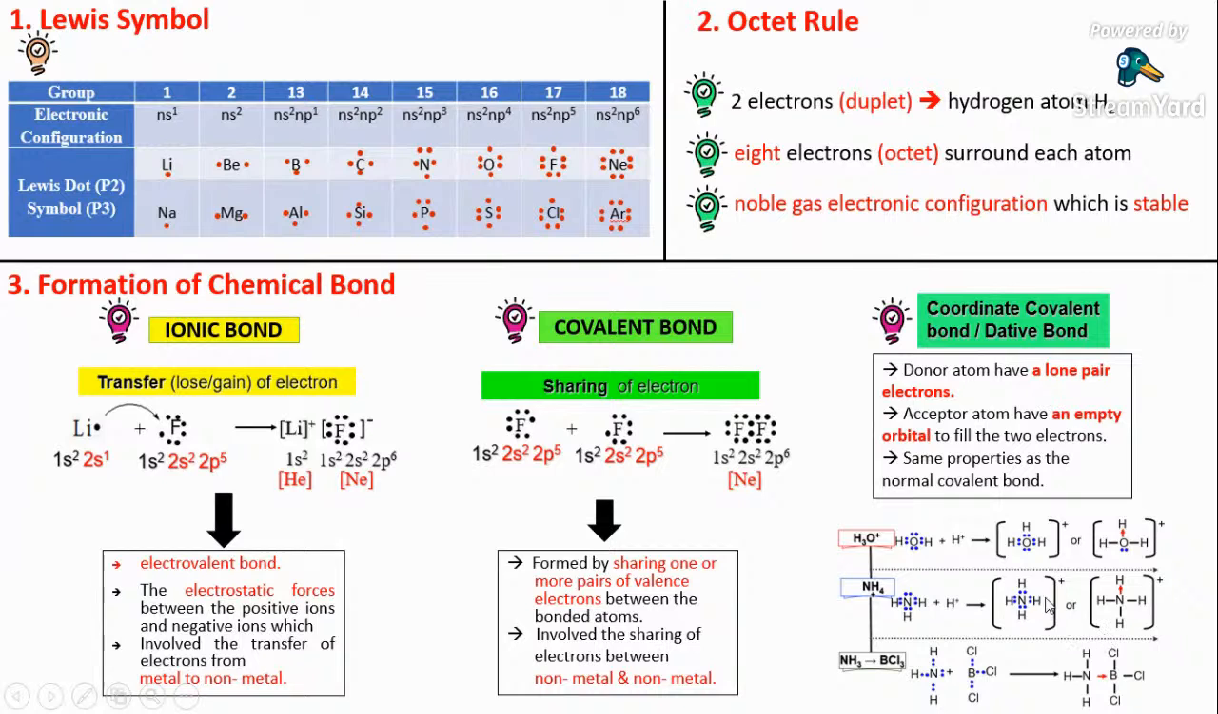Most important, you must show the arrow. When you form the bonding, you must show the arrow. The question always asks, please show the dative bond and then label the dative bond. You must show the electron pair going from the donor to the acceptor. Here, please take note, this is an example of a dative bond.